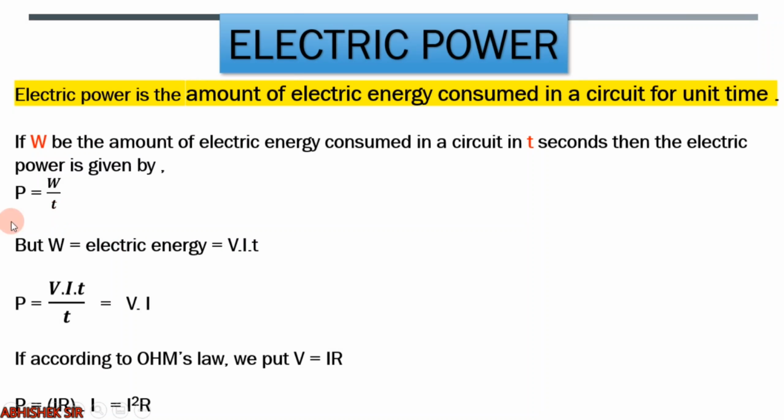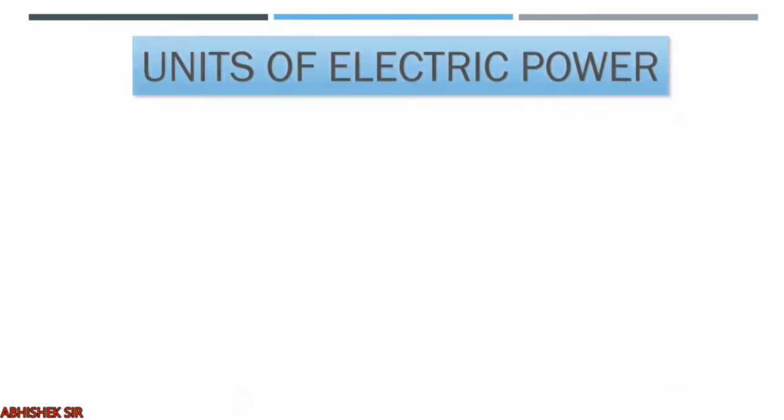So you can see there are three formulas of electric power. This is W upon T. If W and T are given, you put P equals W upon T. Another formula is P equals VI. If voltage and current are given and you have been asked to find the power, you will use this formula P equals VI. If current and resistance are given, you use this formula of power, that is I square R. So these three formulas are the formulas for electric power.